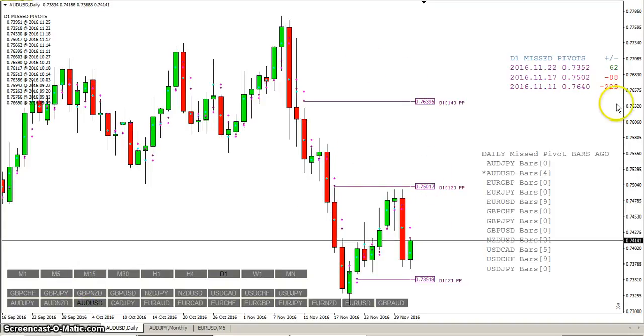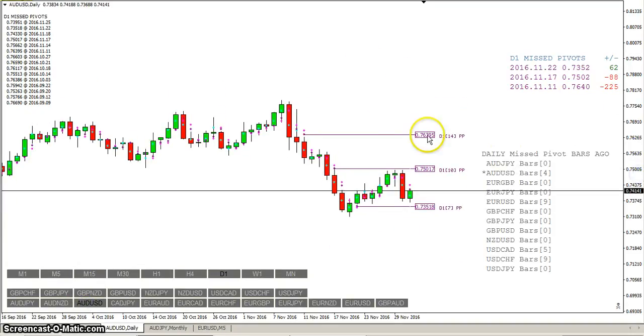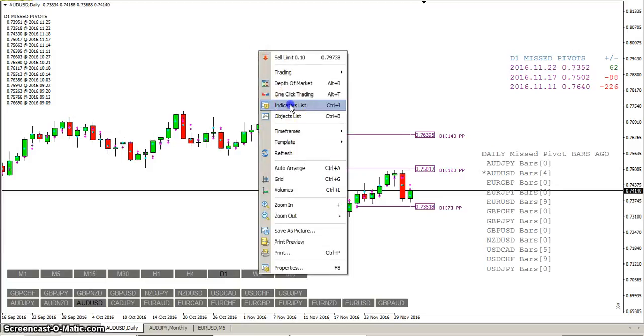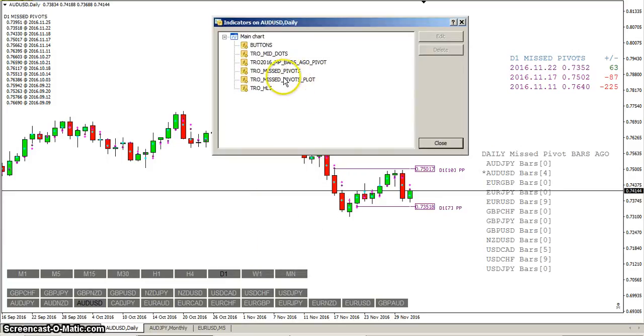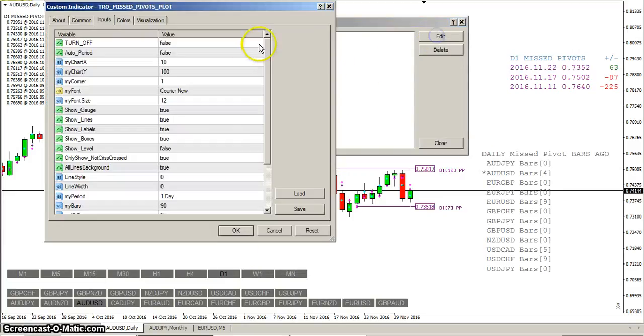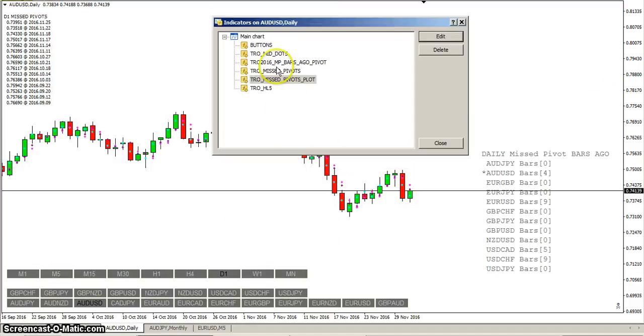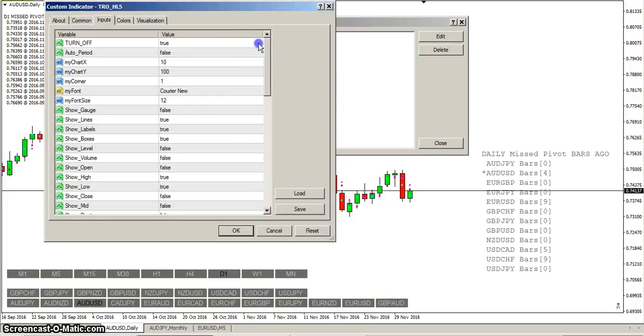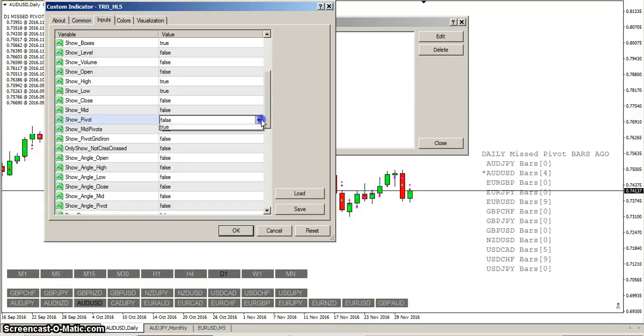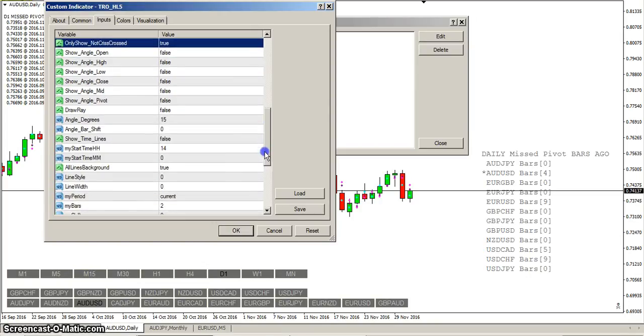Now, as far as future pivots, what I did was, let's turn off the plot indicator. Let's turn on HL5. And we want the pivot. We only want to show ones that are not crisscrossed.